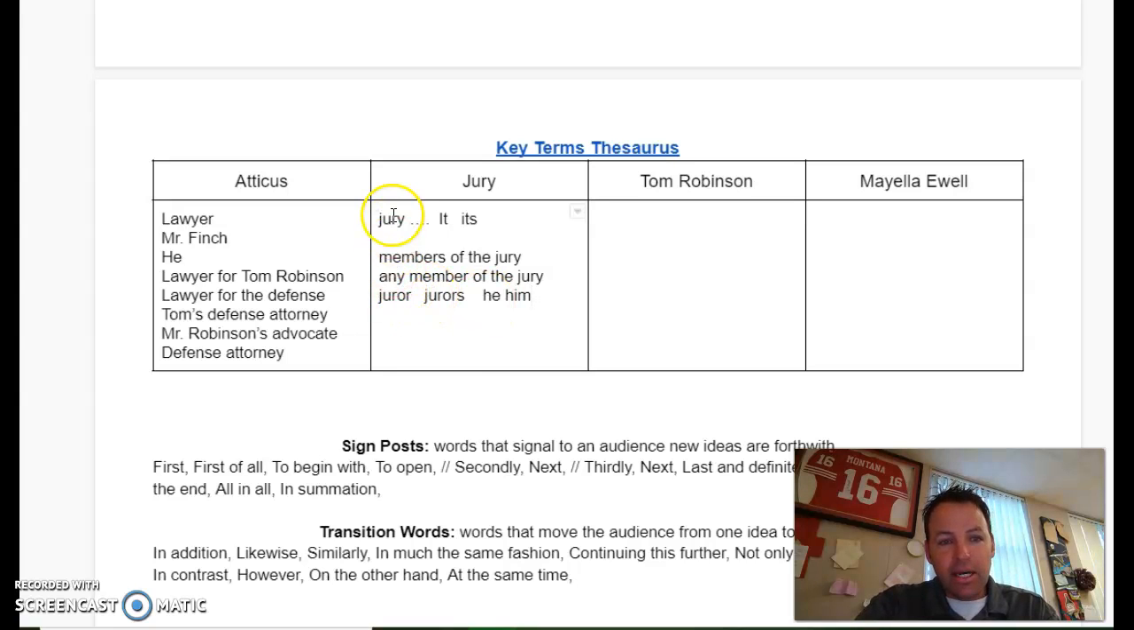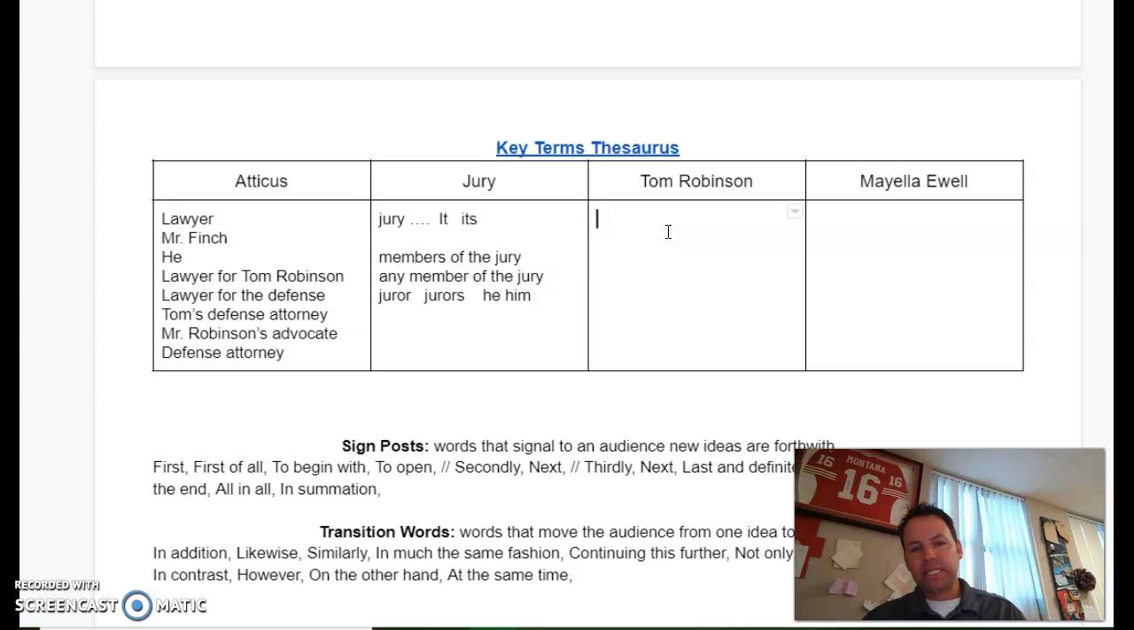So again, jury is tricky. So go ahead and feel free to use it. It's an it. Okay. You have members of the jury. You have a member of the jury or any member of the jury. You have juror, jurors. I think that about does it.